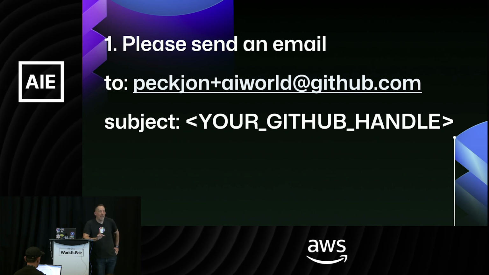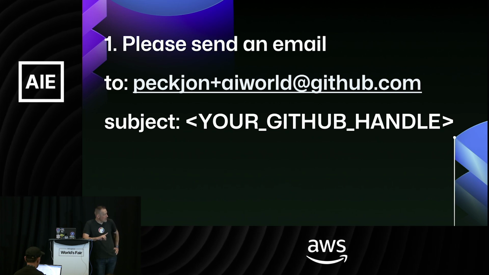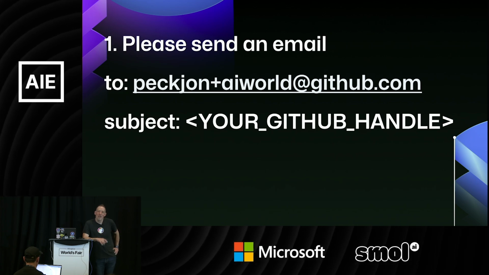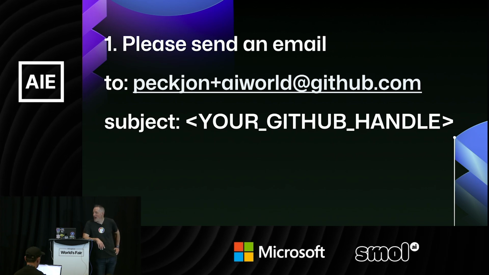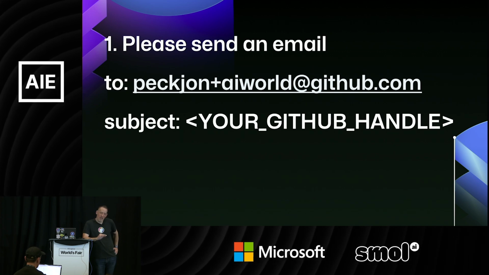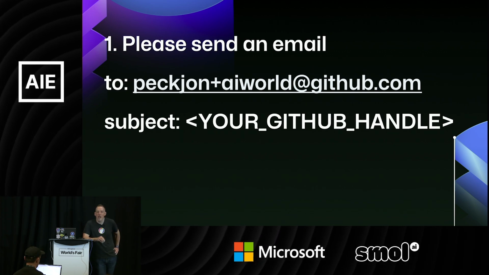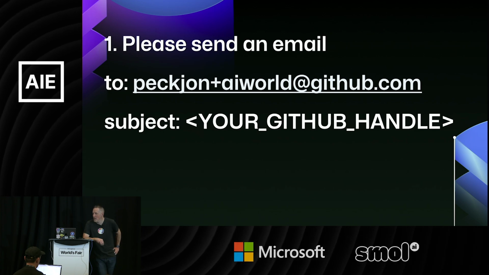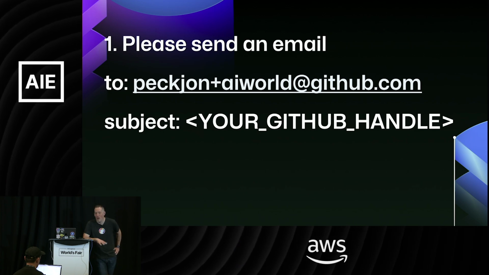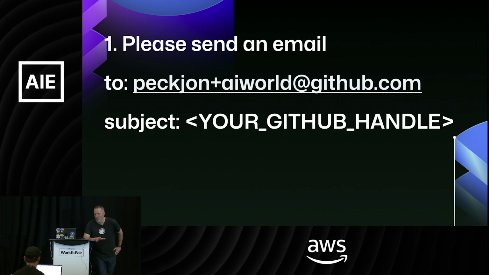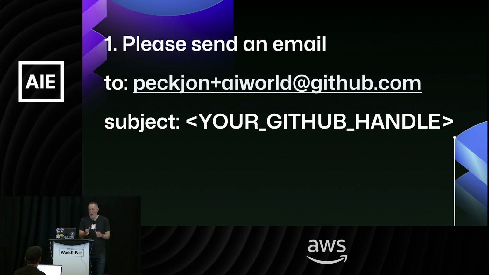So one last time, because I did see a couple of people that just walked in. Notice instructions on the slide. Please send an email to pecjohn plus aiworld@github.com. The subject, just put in your GitHub handle again. Make sure that's your personal or a non-enterprise managed user account. If you don't know what enterprise managed users are, don't worry about it because then you probably don't have one. If you have one, you'll know it. See a couple of knowing nods there.